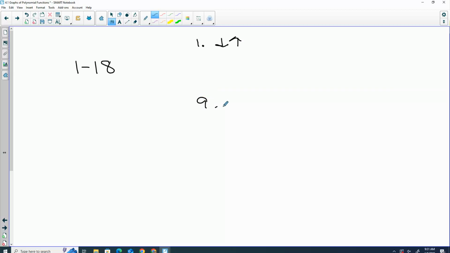Number 9, it says state the maximum number of turning points. What did we say about turning points? 1 less than the degree. So number 9, what's our degree? 5. So how many turning points can it have? 4. Okay, so the next 4, you're just writing a number. Then once you get to problem 13, you're answering some questions based off those graphs. Right, so you should have time to get this done.